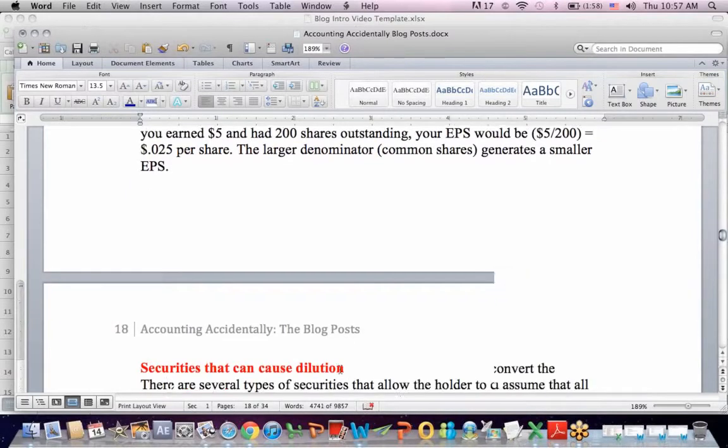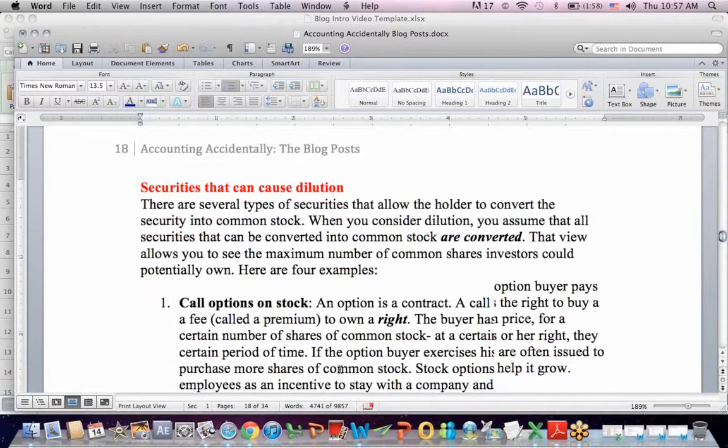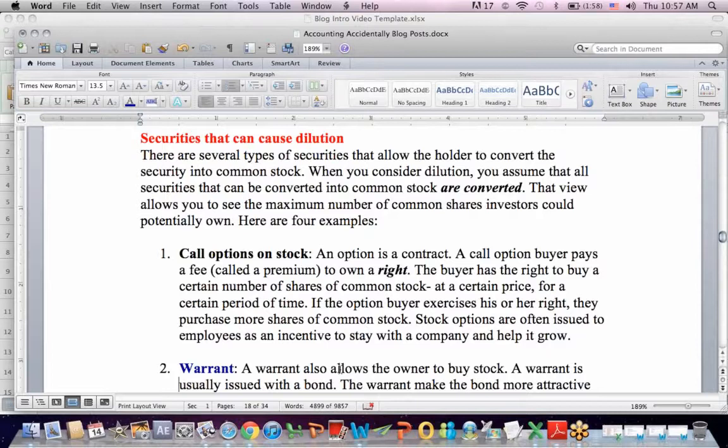So moving down a little bit farther, there are several kinds of securities that can cause dilution. The issue here is that there are securities that allow the holder to convert the security into common stock. And when you consider dilution, what you should think about is, let's assume that all securities that can be converted into common stock are converted, because that would allow you to see the maximum number of common shares investors could potentially own.